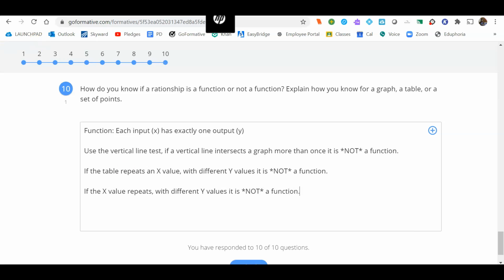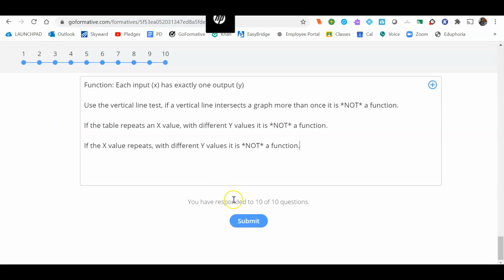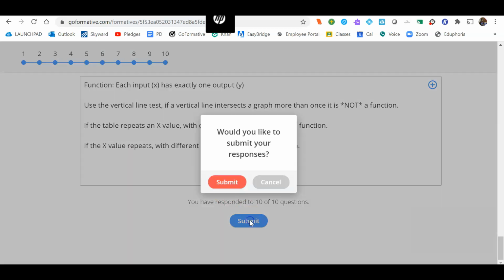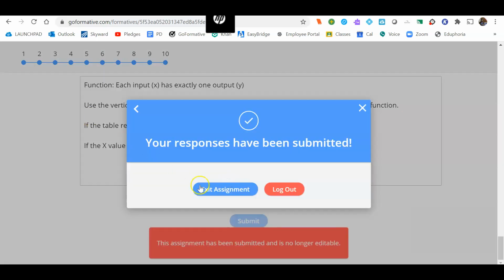All right, this video has been way too long already. I hope that has helped you with your review. You want to make sure you fill it all the way out and hit submit. This is the format that we're going to do our test. So make sure you've gone through the whole Go Formative and hit submit, and show me you can do it all on your own.